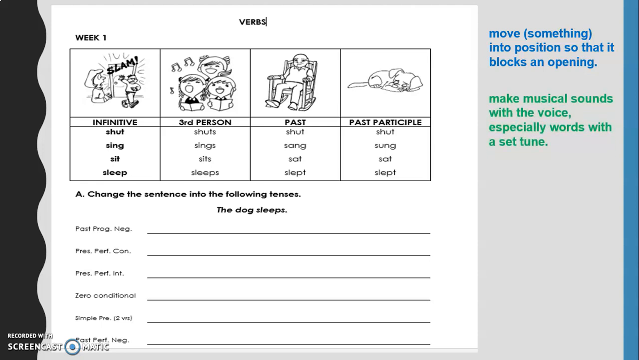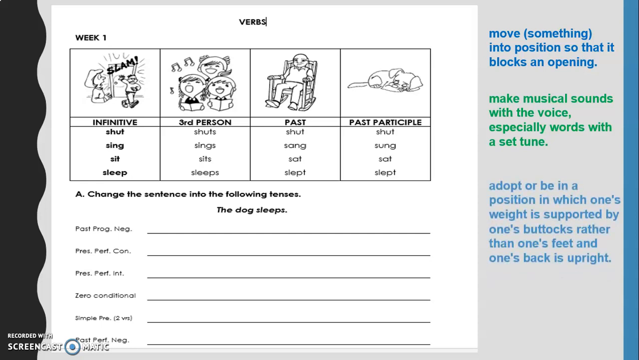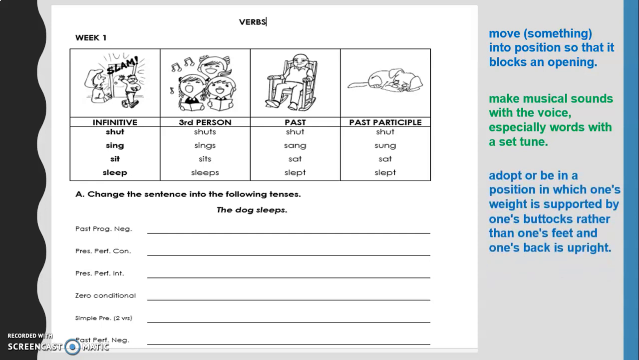Sing is to make musical sounds with the voice, especially words with a set tune. Like anytime you had the karaoke section with me or with Miss Wendy, we had to play different tunes without voices and we were singing. Sit. Adopt or be in a position in which one's weight is supported by one's buttocks rather than one's feet and one's back is upright. That is to say, sit down.